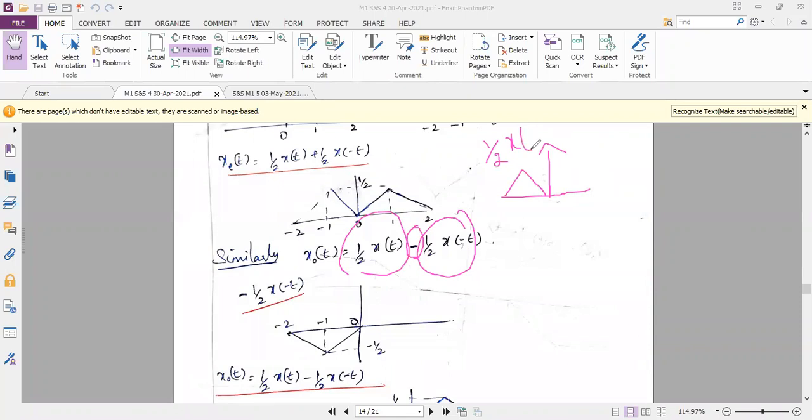So 1 by 2 x of minus t, already I have drawn this. The amplitude is 1 by 2. But now here I have an extra minus. So can anybody tell me, if I have an extra minus, what should I do? What should I do?